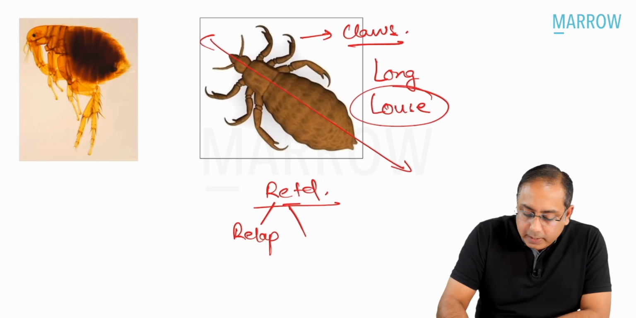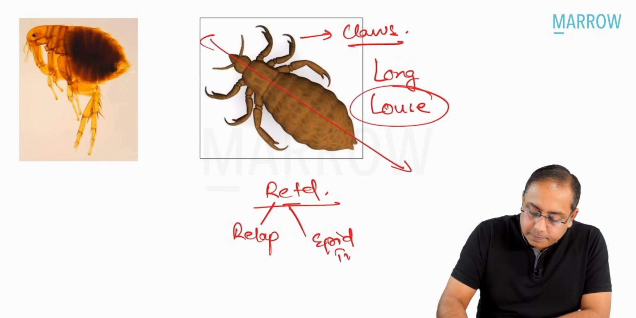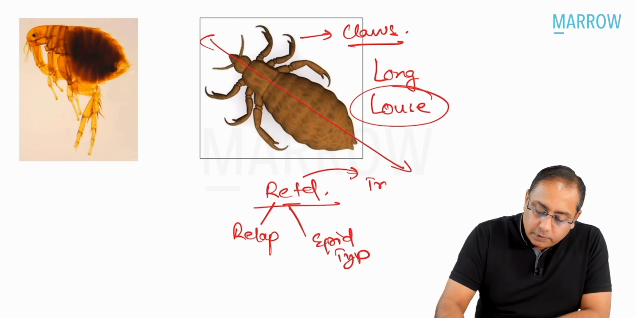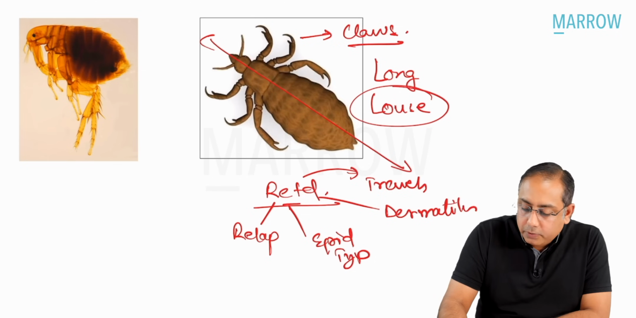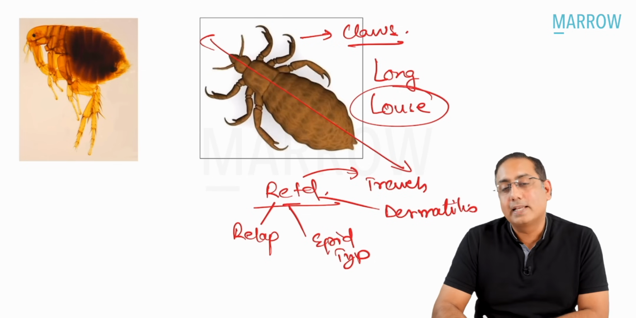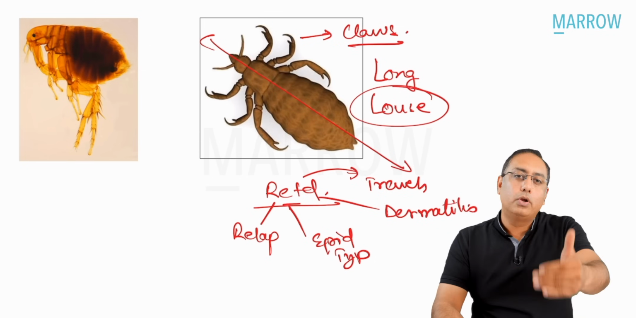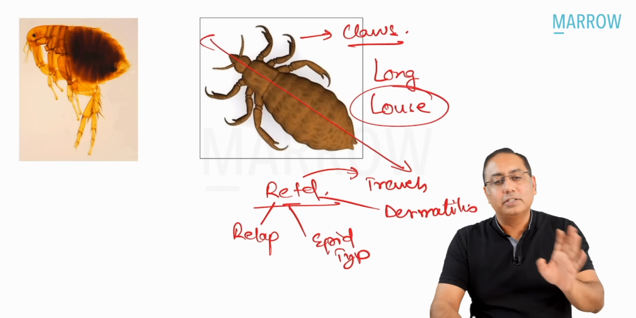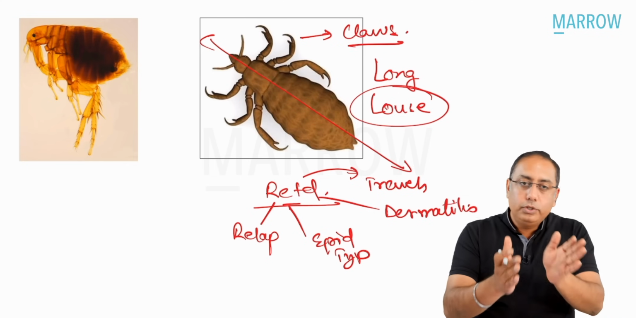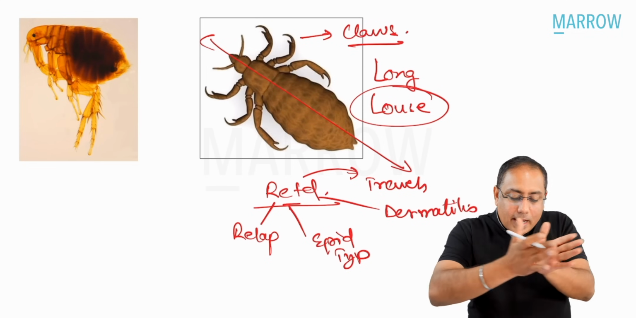R stands for relapsing fever. E stands for epidemic typhus. T stands for trench fever, and D stands for dermatitis. You can remember louse-borne illnesses as retired. Louse is long, long is lazy, lazy is retired. Just remember it somehow.